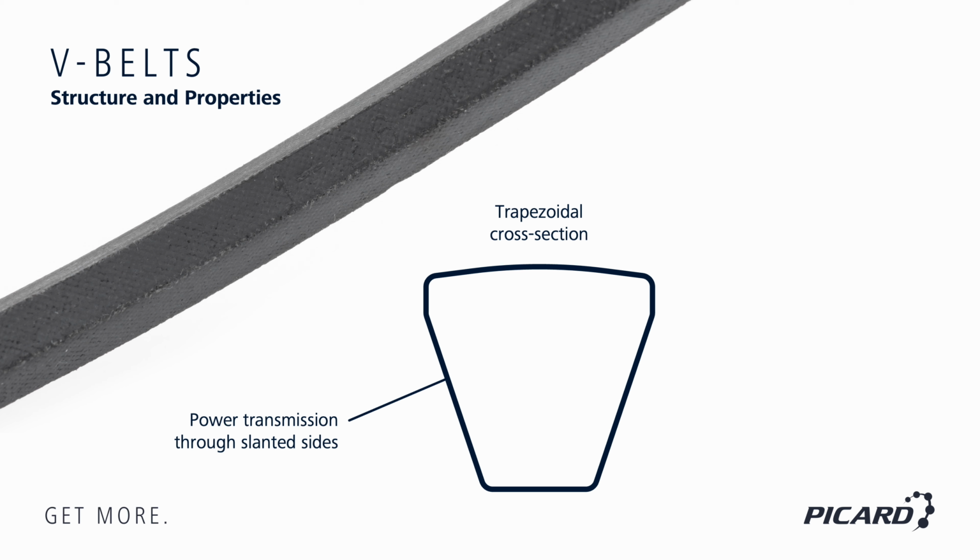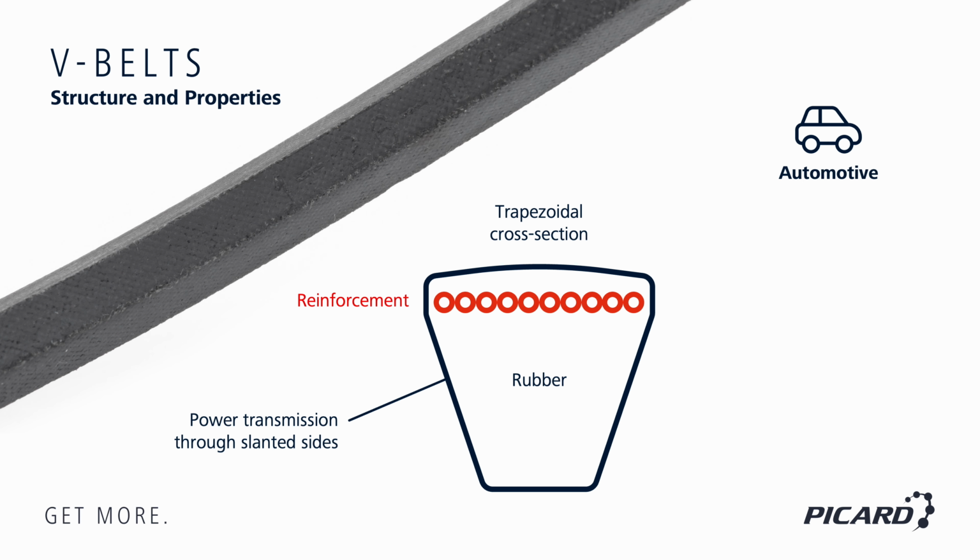A V-belt is made of elastic rubber reinforced with textile fibers or steel cords, allowing it to handle high tensile forces while maintaining stability. V-belts are used in cars, agricultural machinery, machine tools, and conveyor systems. They're known for being robust, reliable, and easy to maintain.